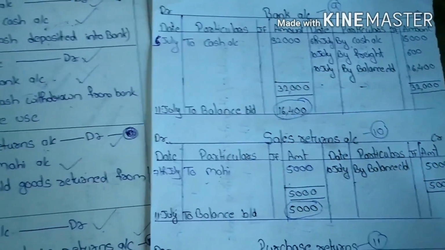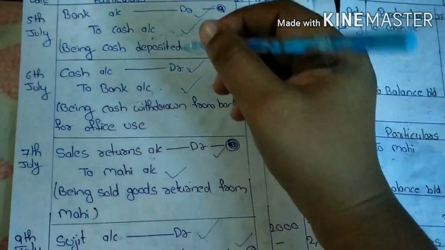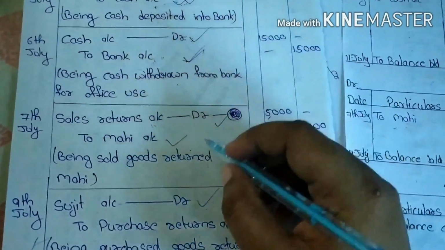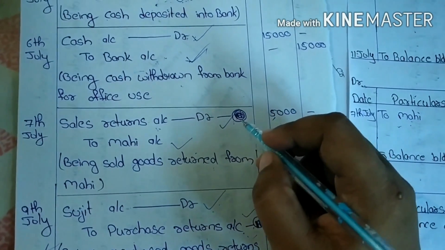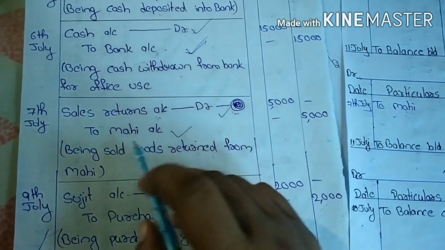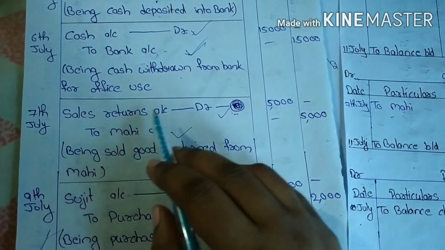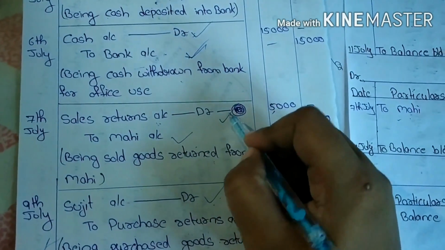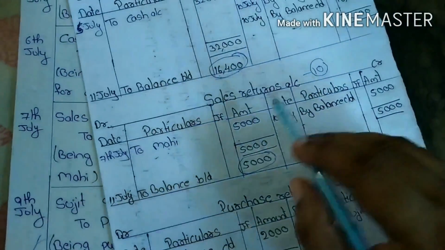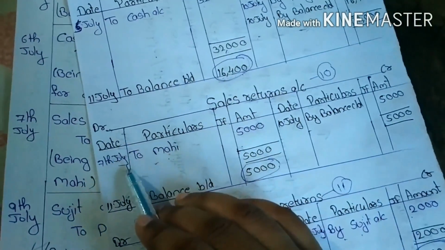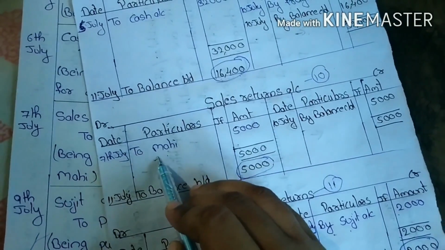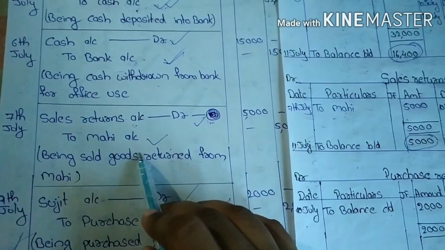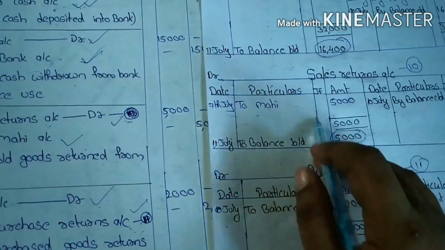So the 9th account should also be over. Already the cash account is over and the bank account should also be completed. Next, sales account should be opened, right? 10th. There is only one transaction related to sales returns account. So here the sales returns account should be on debit side, right? So on the sales returns account debit side, you post 7th July to Mahi account 5,000, because sales returns account is added to Mahi account, right? So to Mahi account 5,000.